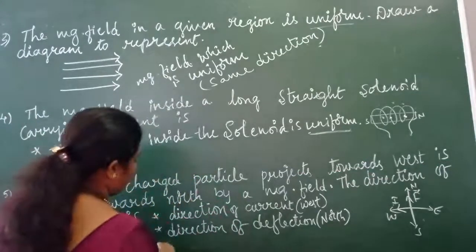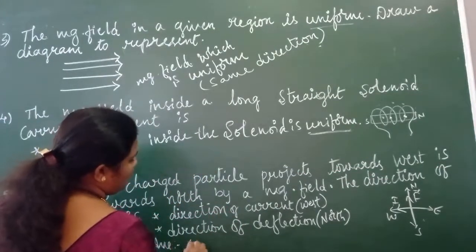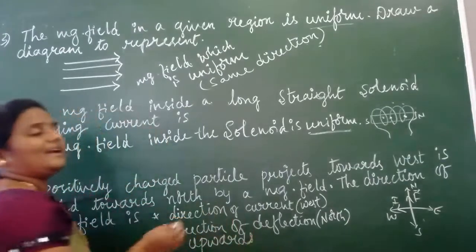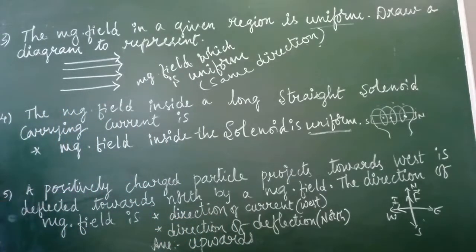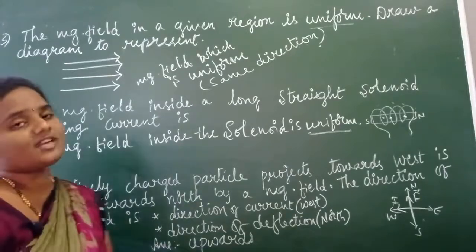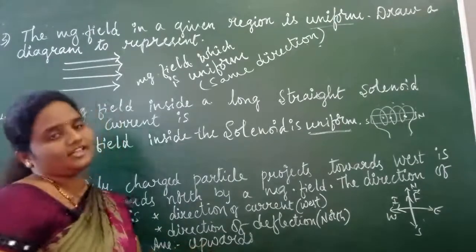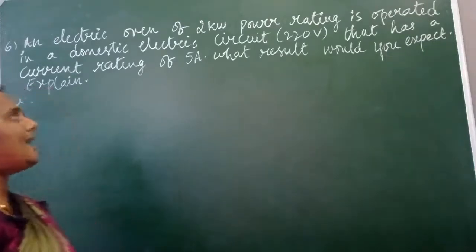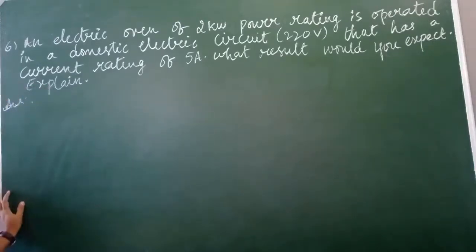So you can write answer, children, upwards. The direction of the magnetic field is upwards. Using Fleming's left hand rule we can find out, children. Children, now the question comes. An electric oven of 2 kilowatt power rating is operated in a domestic electric circuit that has a current rating of 5 amperes. What result would you expect and explain?